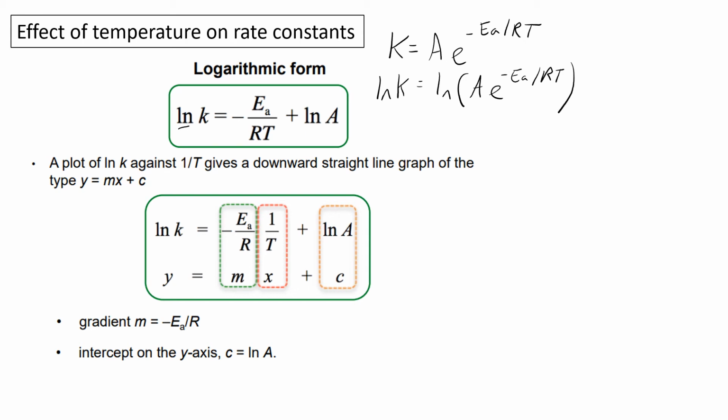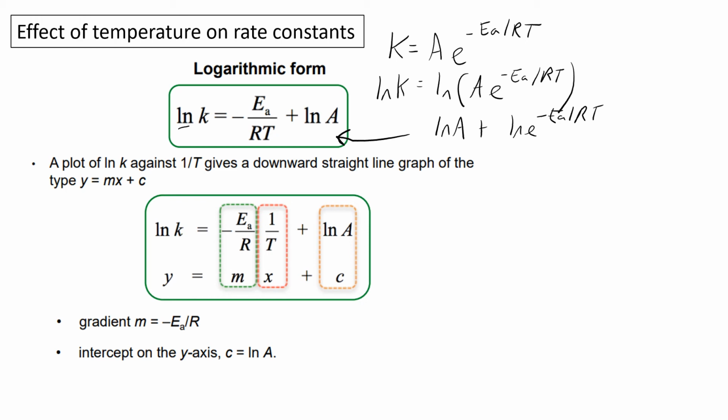Because these two are times together here, the A and the e, we can change that. So we have ln A plus ln e to the minus Ea over RT, and the natural log of e is just 1. Okay, so we can bring that down and we end up with this here. Right, so that is the logarithmic form of it.